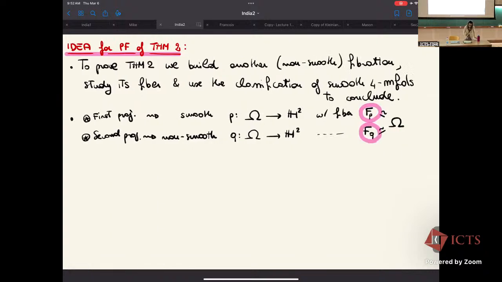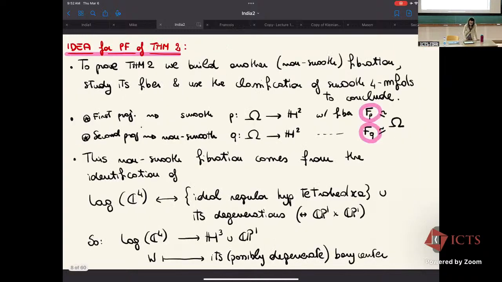Okay, so we will see how we do that, but the big idea is that we build this other non-smooth fibration, which I call Q here. Our fibration from our theorem is smooth, and I call it P. The other non-smooth fibration, Q, will have fibers FP and FQ, and they are both homotopy equivalent to omega, because these are fibrations over H2, which is simply connected.